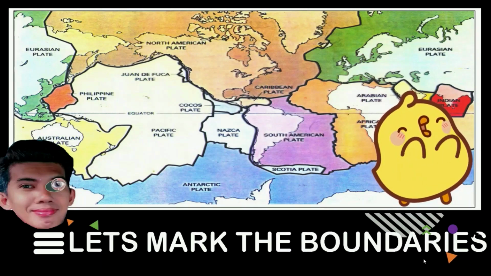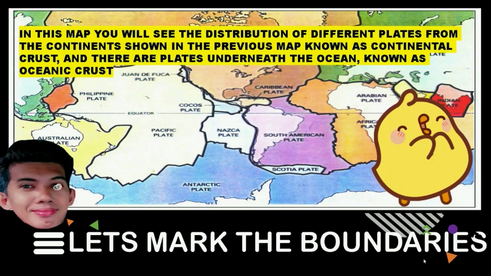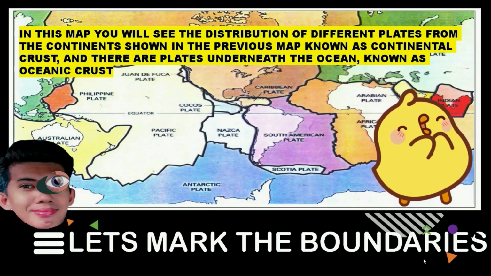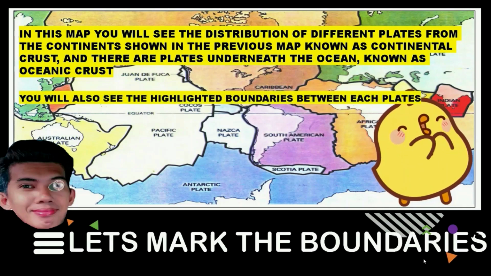Great! You're right! In this map, you will see the distribution of different plates from the continents shown in the previous map known as continental crust. And there are plates underneath the ocean known as oceanic crust. You will also see the highlighted boundaries between each plate.